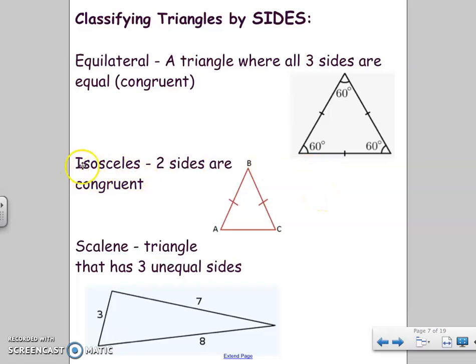The other example is isosceles, and that's where two sides are congruent. So they'll give you these little tick marks right here. And we'll dig deeper into isosceles tomorrow. And then scalene is where they're all unequal sides. Okay, so no side is the same. Okie doke, so that's how you name them.